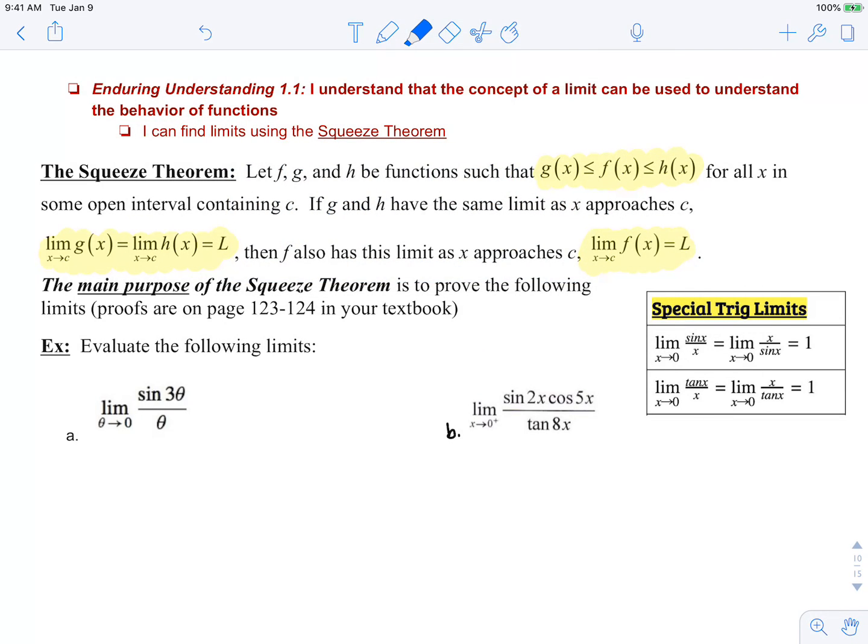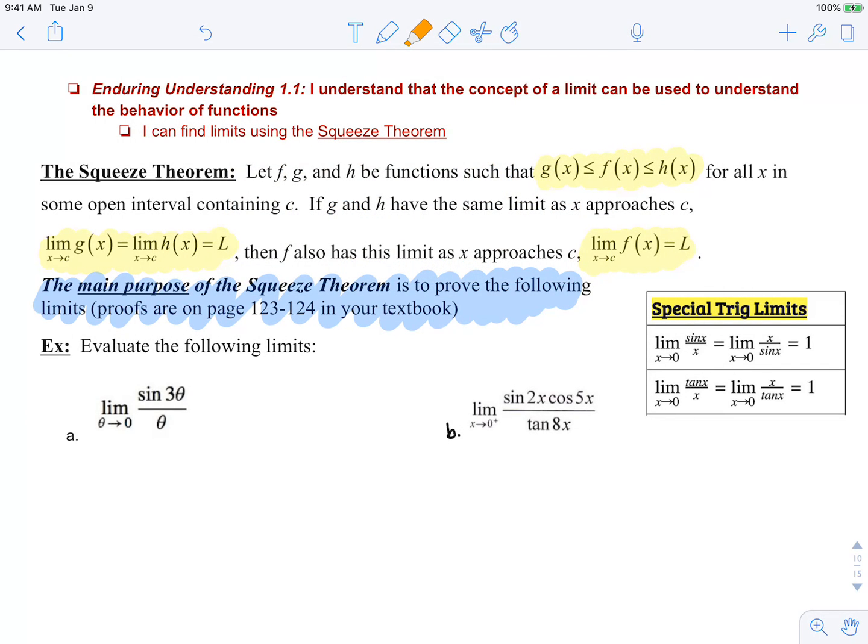The main purpose of the squeeze theorem is to prove the following trig limits that you see to the right. So let's just go ahead and get into some examples of using these special trig limits that were calculated using the squeeze theorem. So in example A, we want to evaluate the limit as theta approaches 0 of sine 3 theta over theta.